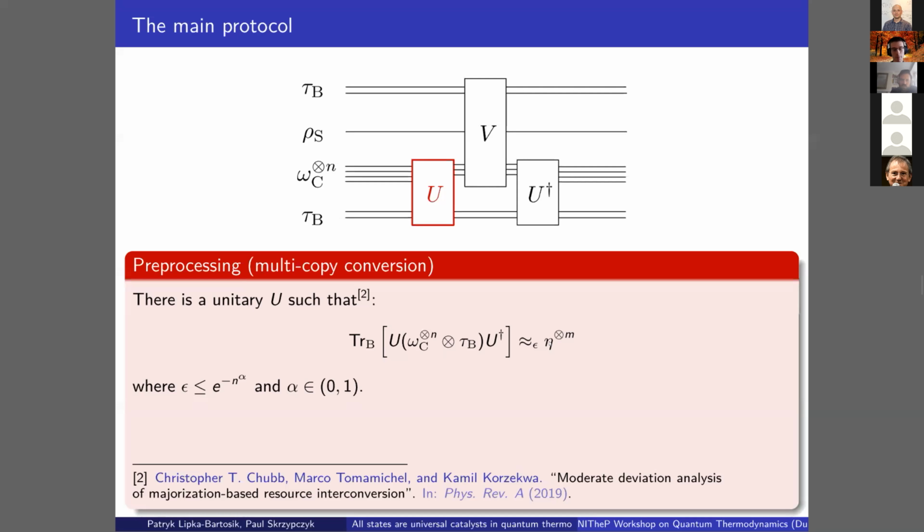So any state will do in the asymptotic limit, but you'll need different numbers of copies depending on how resourceful your catalyst is. Is that a way of stating this? Yes. Then, yes. Cool.